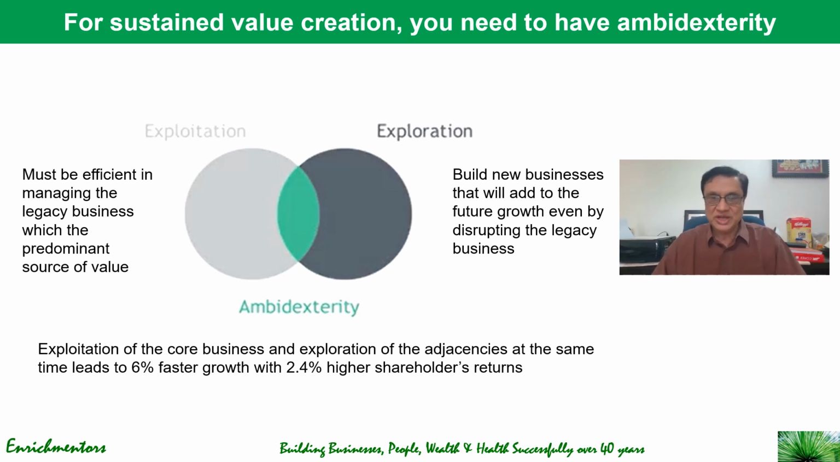Because if you don't do that, someone else will do that. So exploitation of core business and exploration of adjacencies at the same time leads to 6% faster growth with 2.4% higher stockholders return. And doing this together with two hands is what is called ambidexterity, and that gives you sustainable value creation.